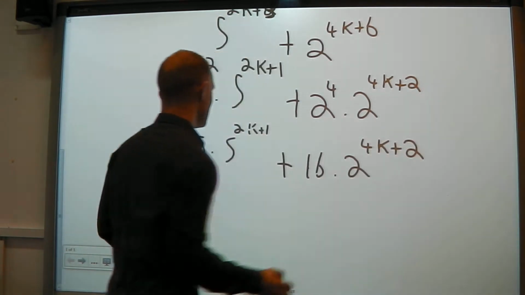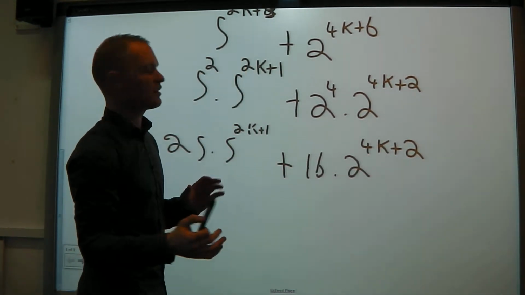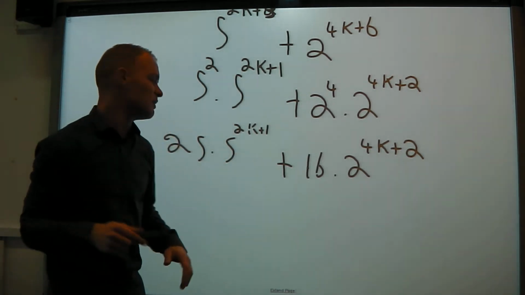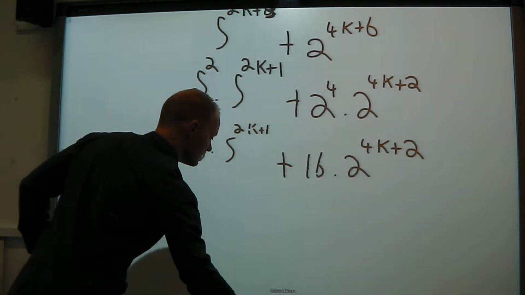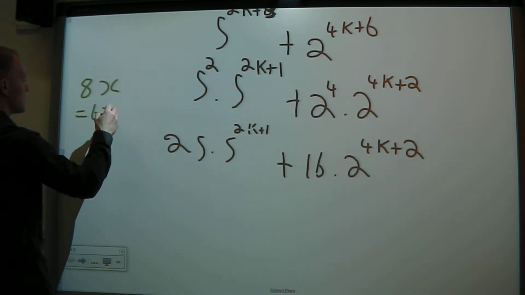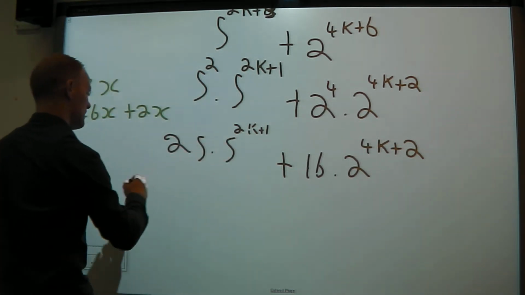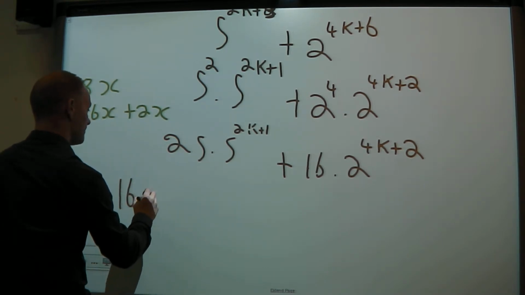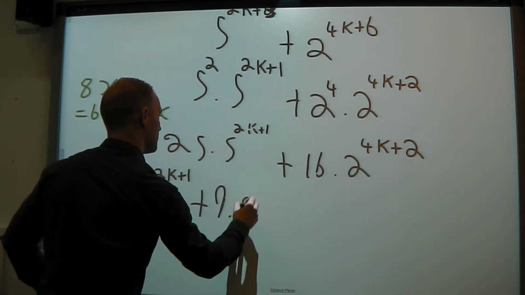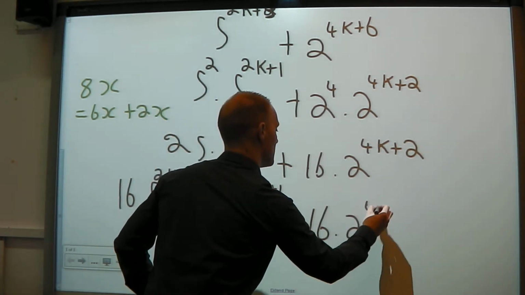Now what we want to do is get this kind of in brackets here, because this term here and this term here, when they're added together, that's going to be a factor of 9. So what we really want to do here is change this term on the left hand side to 16 plus 9. Before I start that, we know that 8x is equal to 6x plus 2x. That's pretty obvious here, but that's what I'm going to do right here now. So I'm going to rewrite this term here, so it's going to be 16 times 5 to the power 2k plus 1, plus 9 times 5 to the power 2k plus 1, plus 16 times 2 to the power 4k plus 2.